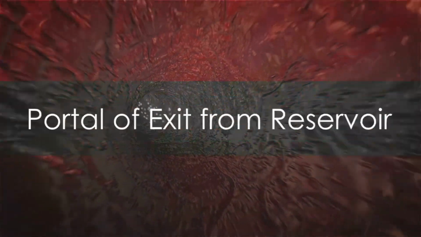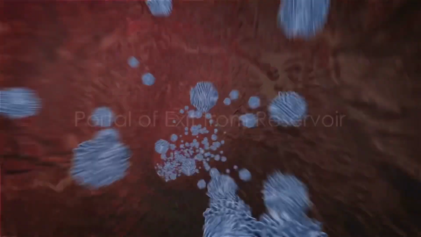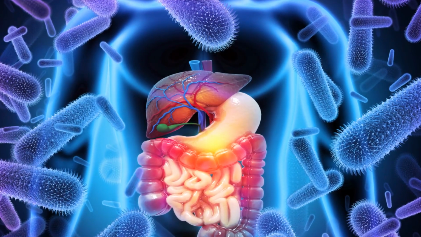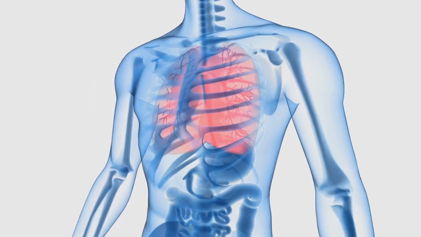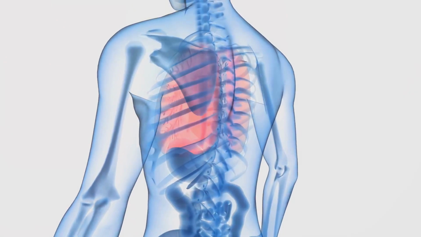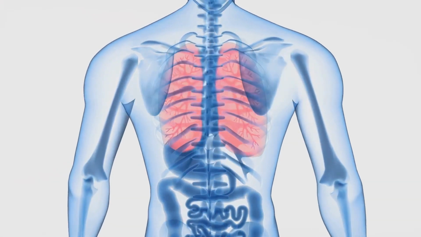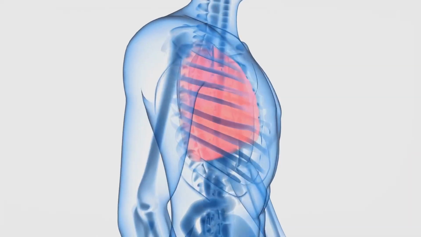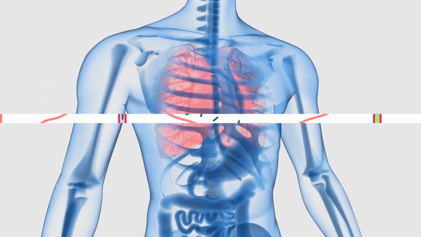This is the path through which an infectious agent escapes from a human or animal reservoir. Examples of portals of exit include the respiratory tract, for example influenza, digestive tract, for example food poisoning, genitourinary tract, for example AIDS, skin, for example malaria, transplacenta, for example syphilis, and blood, for example hepatitis B.